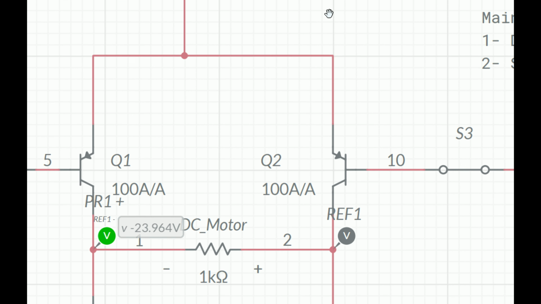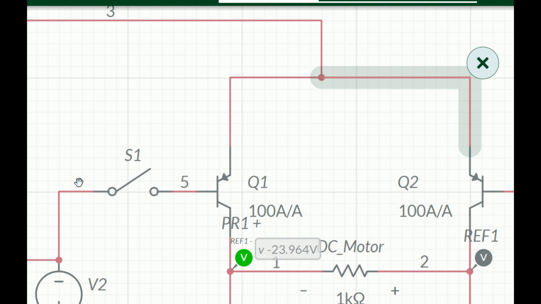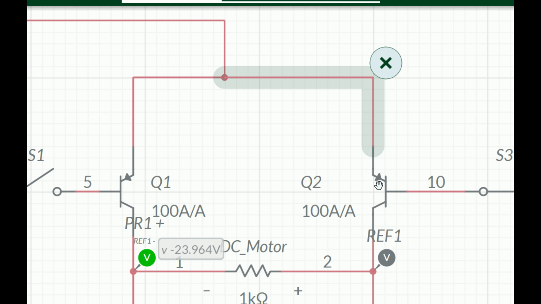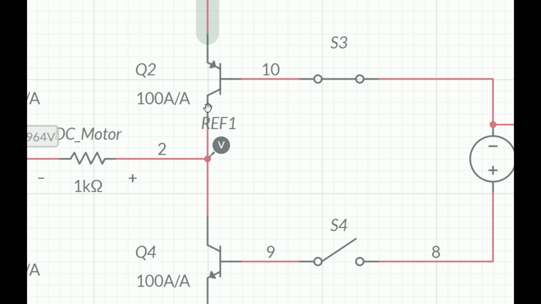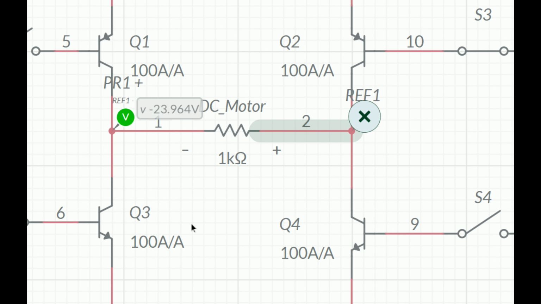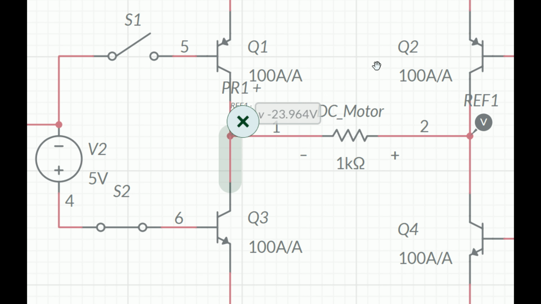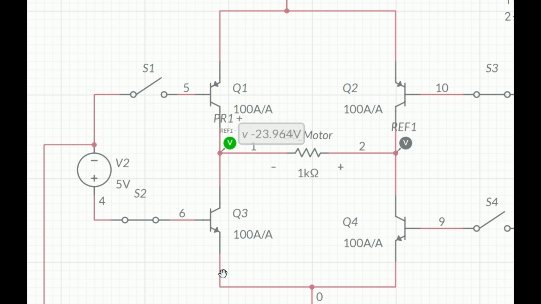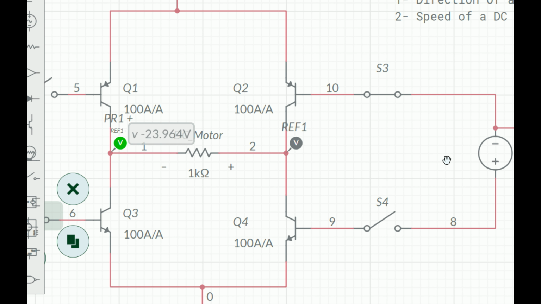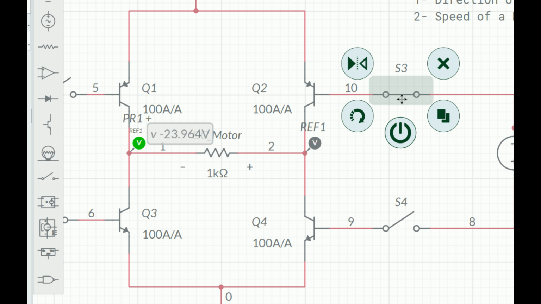Why? Because this side is closed, so this switch got closed. We got the positive here from above, and then we close this switch, so it got the negative from here to here. In this way the motor is now in the opposite direction. Again, I do the same. I open these switches and I close this switch.